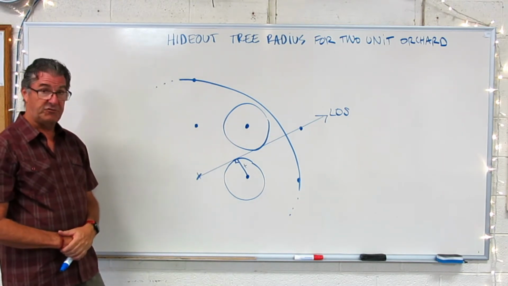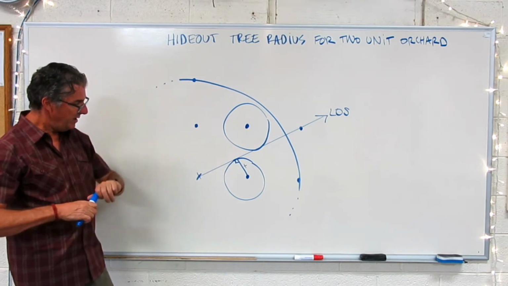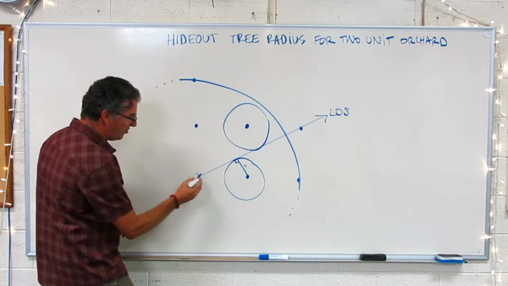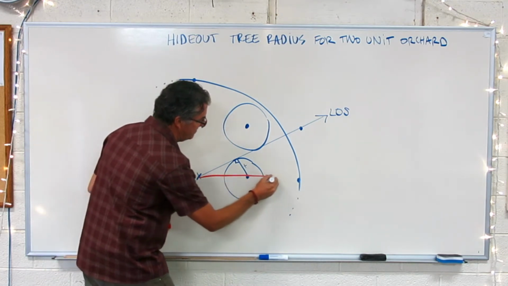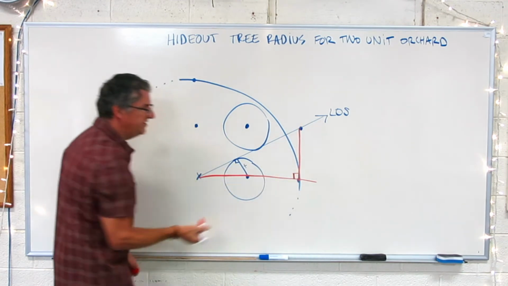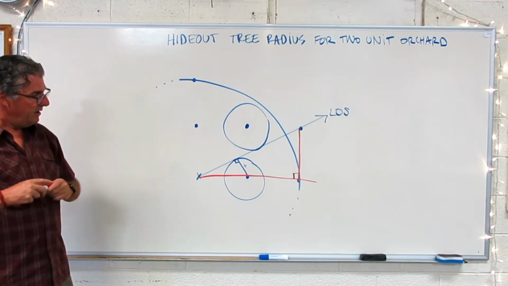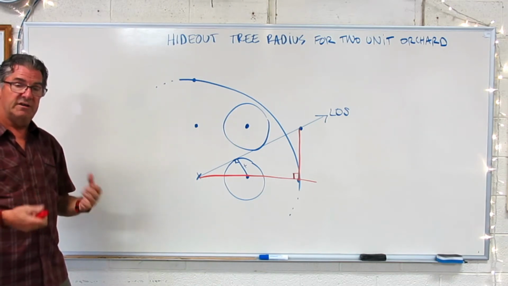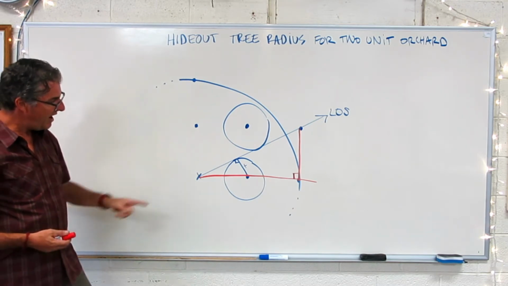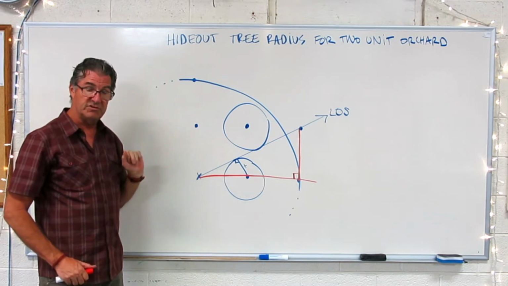So we have to draw some other stuff on here to figure that out. So what I'm going to do, let's use the red pen this time. I'm going to make some triangles. My first one is like that and like that. I have a 90-degree angle right there. And what my thinking is that I'm going to try to use SOHCAHTOA, standard basic trigonometry, sine, cosine, and tangent, to figure out ultimately what that tree radius is in this 2-unit orchard.